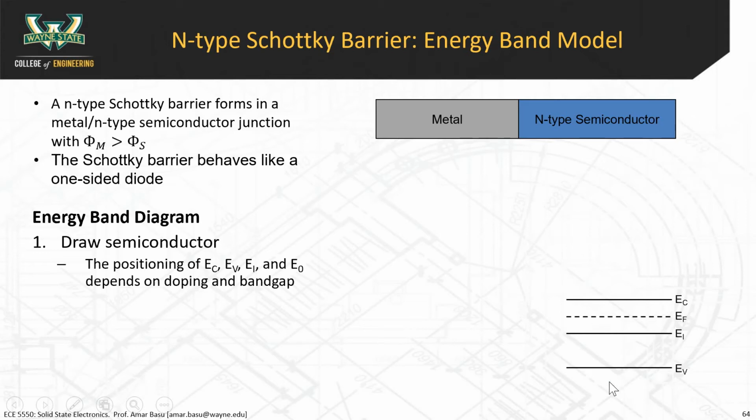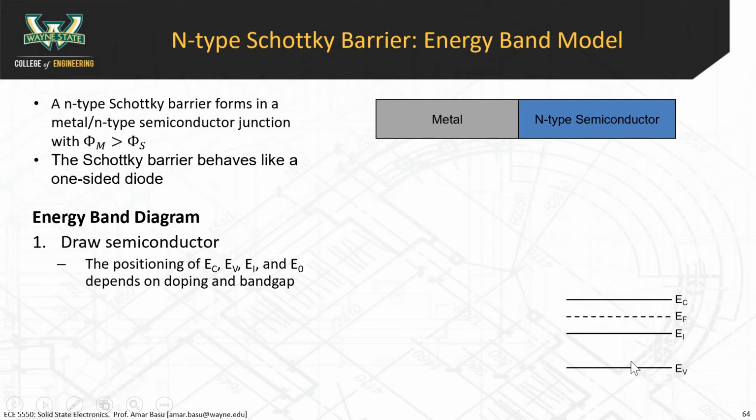And then you have your valence band down here. Okay? So this part should be pretty straightforward. The position of the Fermi level, as you know, depends on the doping. The higher you dope it, the Fermi level goes higher. The lower you dope it, the Fermi level goes towards EI. And then in a P-type semiconductor, eventually it goes towards EV.